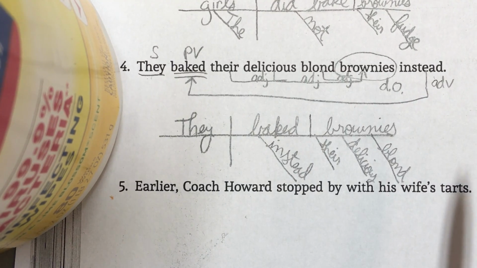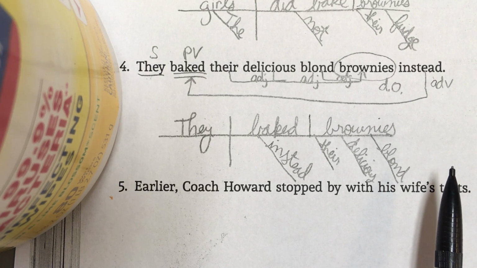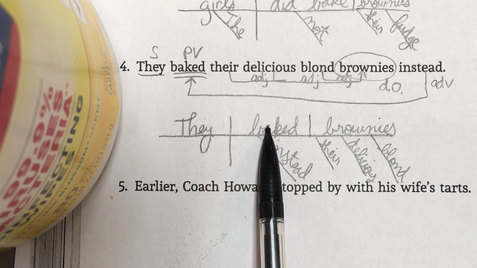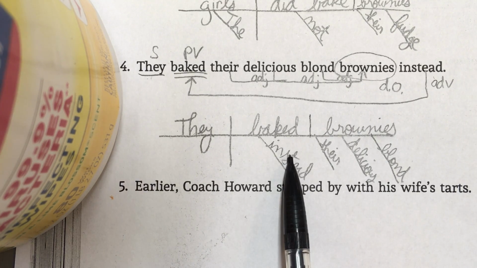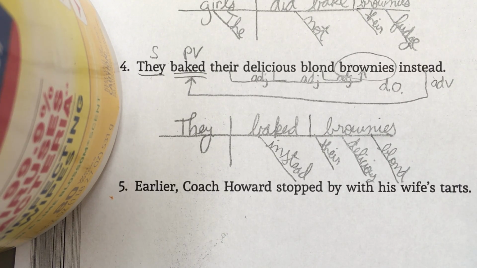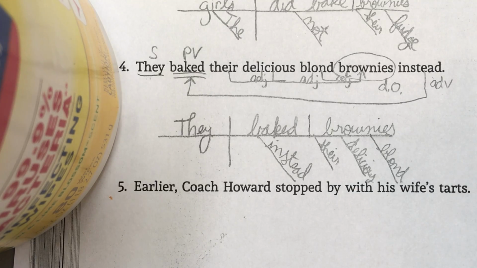Let's check one last time for all the elements, and then we'll be finished for today's grammar review. They baked their delicious blonde brownies instead. All right, that's all for today. Hopefully this review can help you identify different parts of the sentences that you're doing on your own.